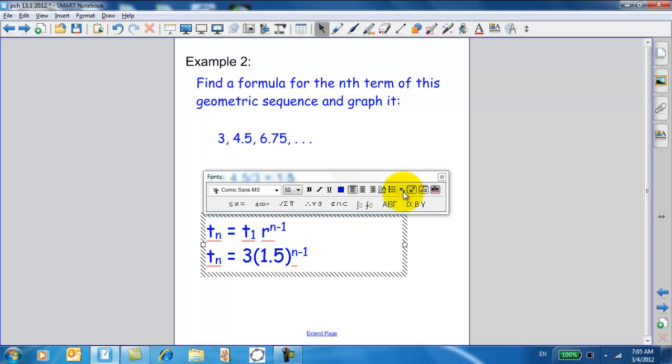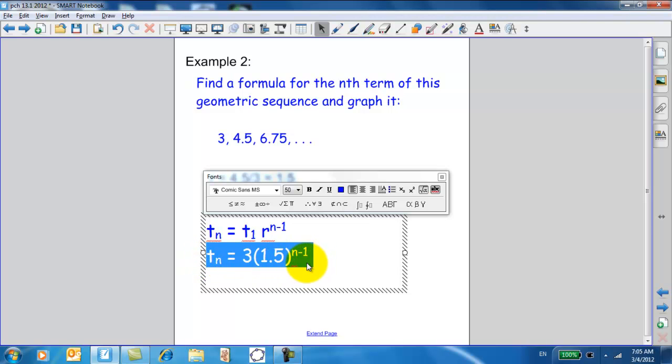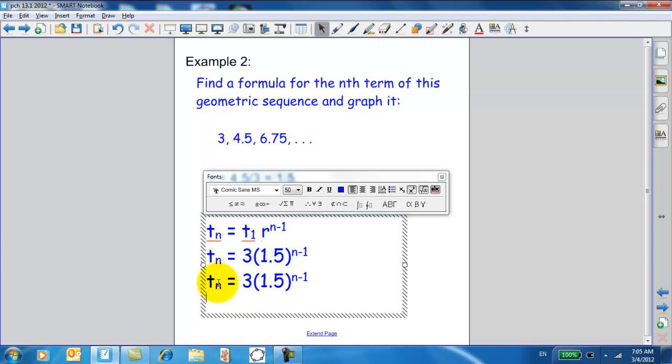Now, what could you do with this? I consider this simplified enough, but sometimes you might find that if we distribute this power, we write 3 times 1.5 to the n minus 1 as 1.5 to the n divided by 1.5 to the negative 1. Now, 1.5 to the negative 1, that's 3 halves to the negative 1, or 2/3. If I multiply that times the 3, I get 2. So I'm actually going to get 2 times 1.5 to the n.